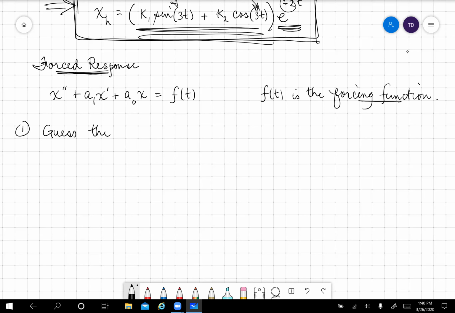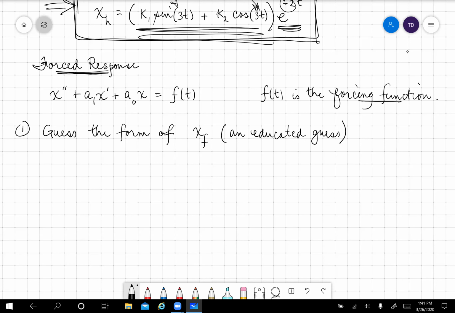the form of x sub f, the forced response. We're going to guess the form, but it's an educated guess. It's not a dummy's guess. It's a very educated guess. And this is what we're going to say.